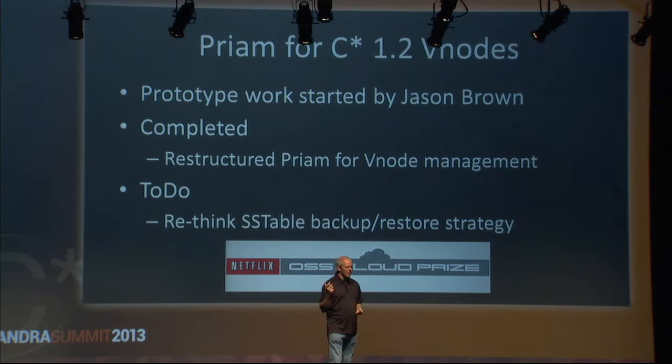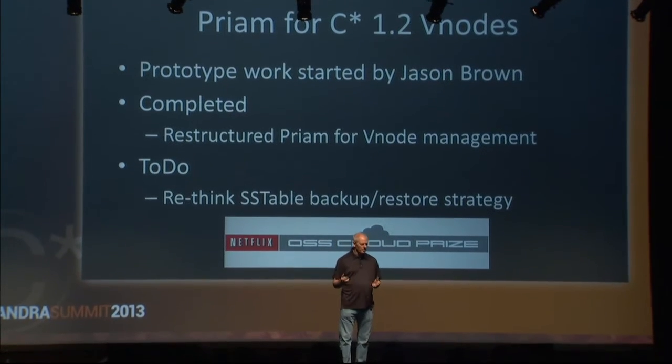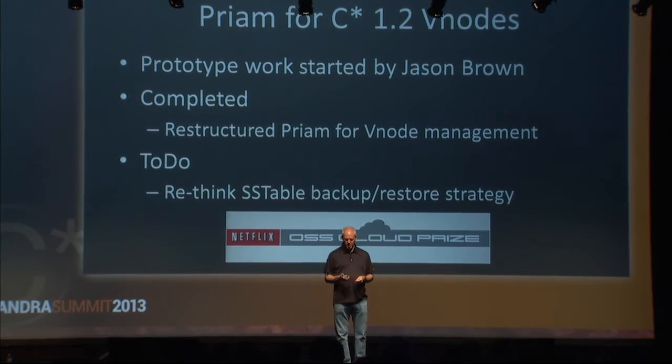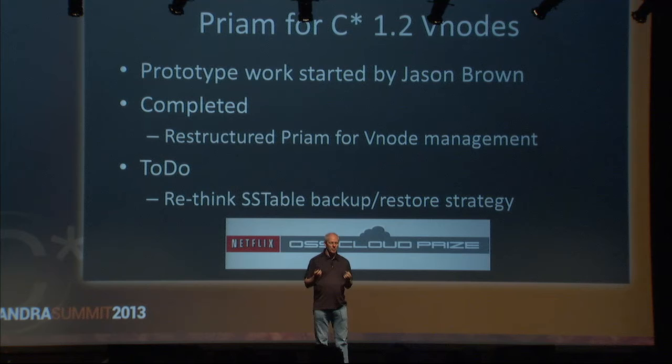But this is basically going to block us from using Vnodes until we figure out how to back up Cassandra in a new way, because our current mode is based on storing the data for one token in S3 as a file. So I'm going to put that logo up a bunch of times. So anyone working in this area, talk to us, put a cloud prize entry in, and we'll work together, and hopefully you'll win something.